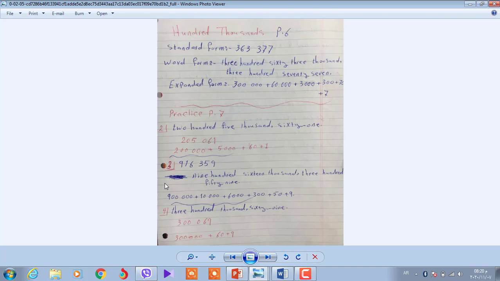For example, we have 363,377. I tell you to write it in expanded form and word form. Okay, dear student, we have 363,377, and how can we read this one by speaking? Also we write it by word form, dear student. Okay, now we have 363,000.